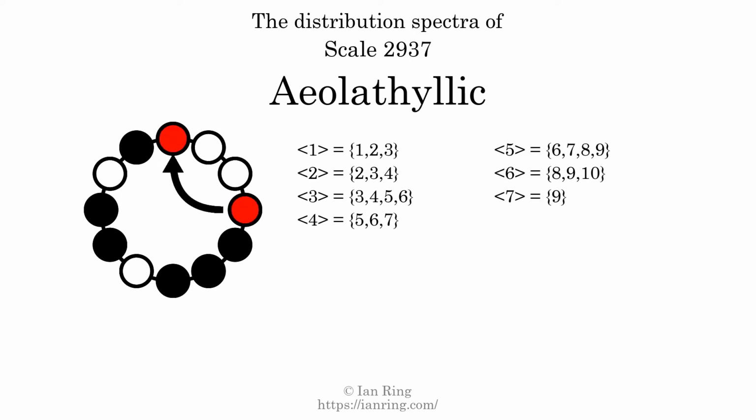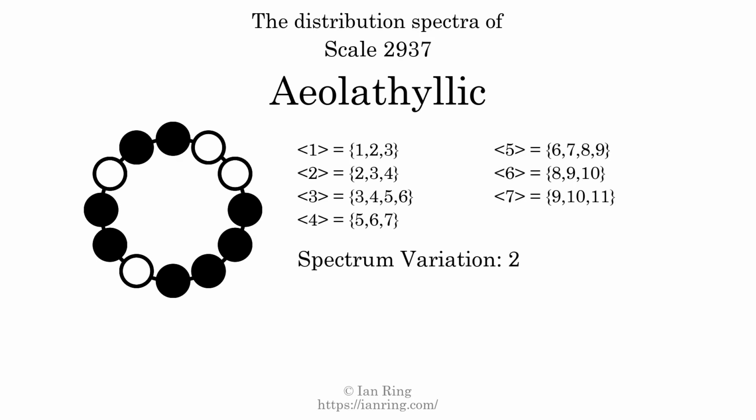9 semitones, 10 semitones, and 11 semitones. The spectrum width of this generic interval is 2. The spectrum variation is the sum of all the widths, divided by the number of tones. The spectrum variation of this scale is 2. Since the variation is greater than 0, this indicates that the scale is not perfectly even.